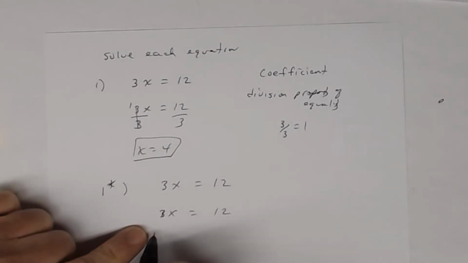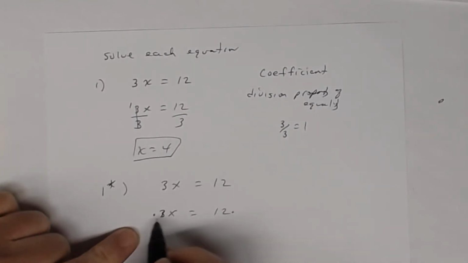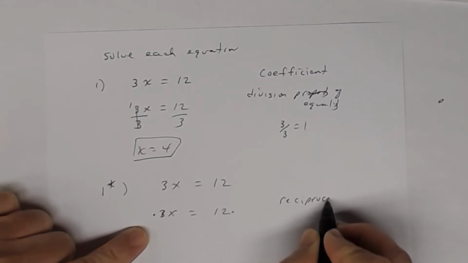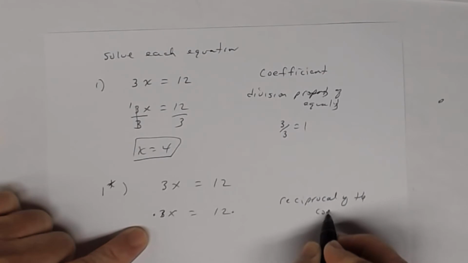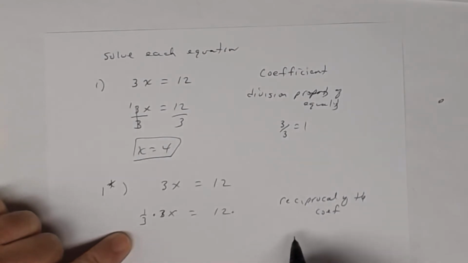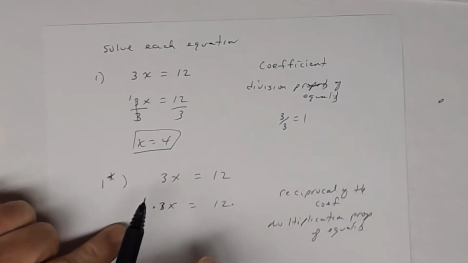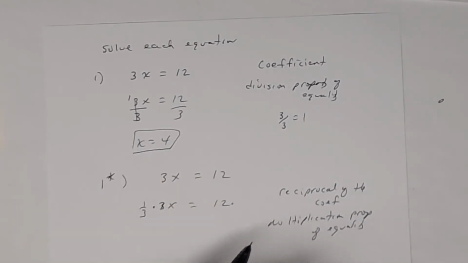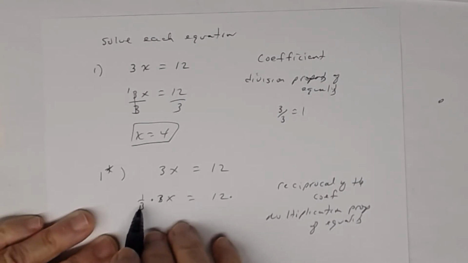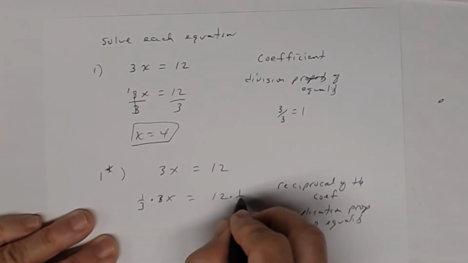I'm going to go ahead and rewrite this over just to show you. So instead of dividing both sides by 3, you could have multiplied both sides by the reciprocal of the coefficient. And so the reciprocal of 3 is 1/3. So here I'm using multiplication property of equality now. Okay? So division is a consequence of the multiplication property. What I do to one side, if I'm going to multiply the left side by 1/3, I got to multiply the right side by 1/3.